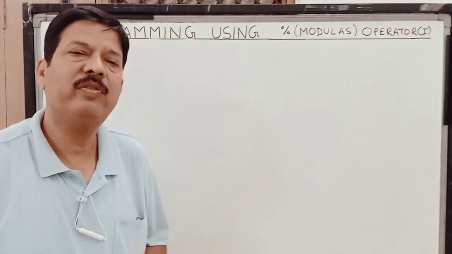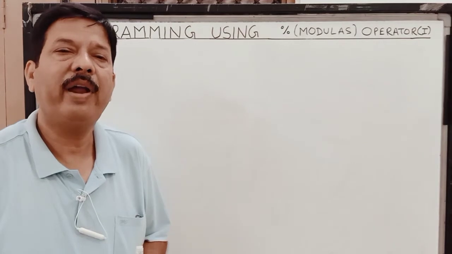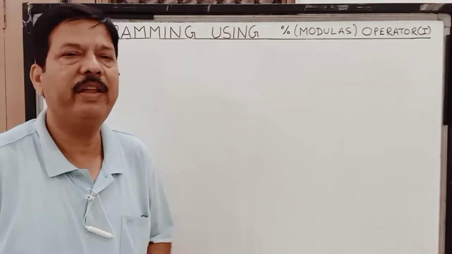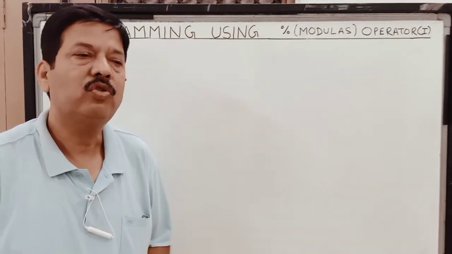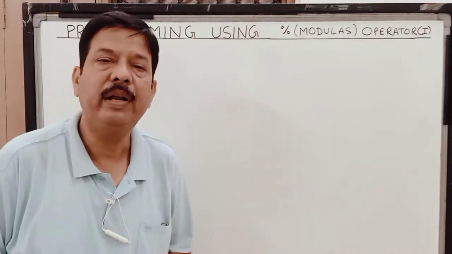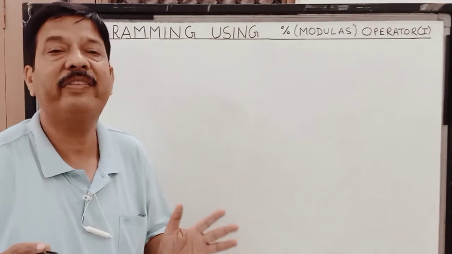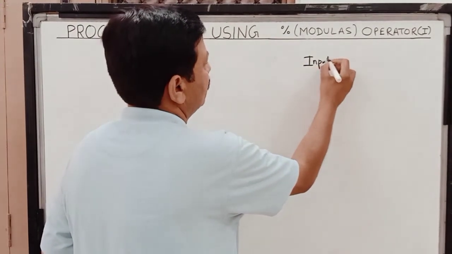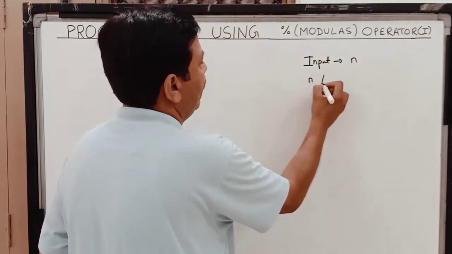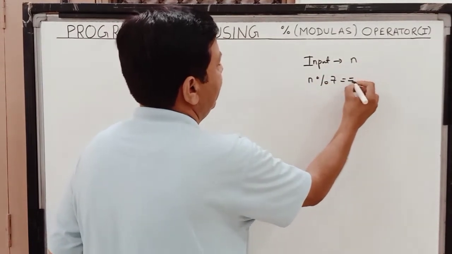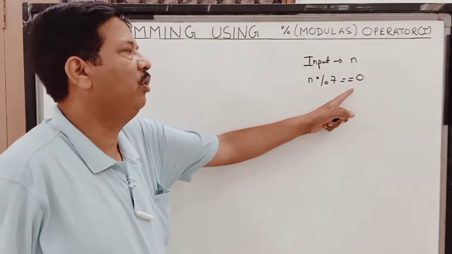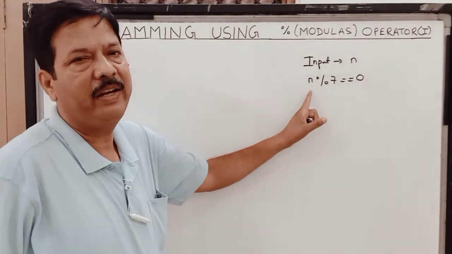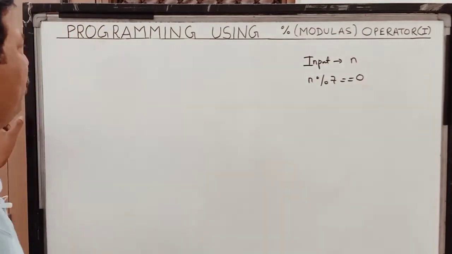So the first program children we are doing is: write a program to input an integer number and check whether it is divisible by 7 or not. Say children, I input my number in n, and if n modulus 7 is 0, then that means that n is divisible by 7, and if it is not resulting to 0, that means that number is not divisible. So how we can do this program?